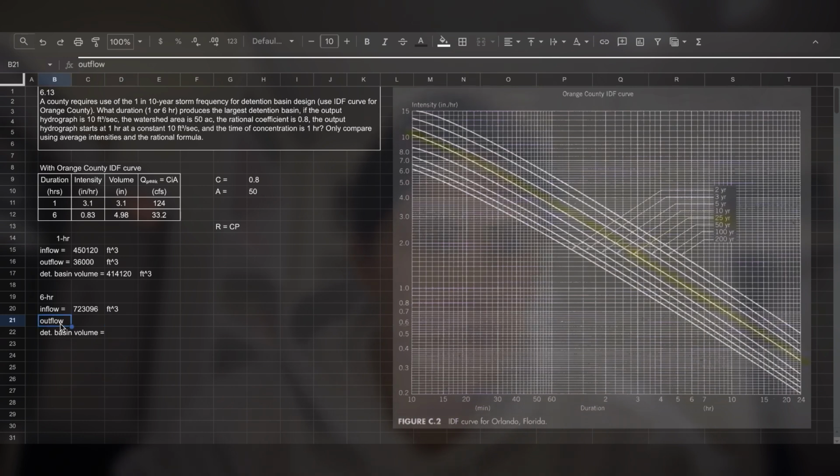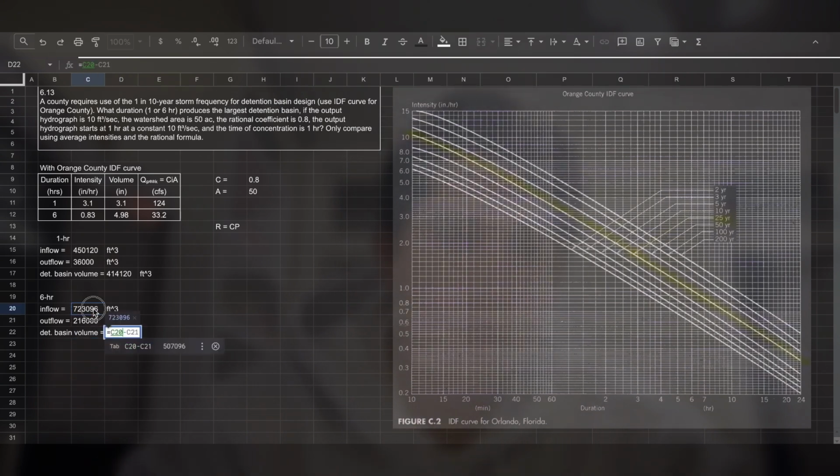This is cubic feet, and now outflow is gonna be the same, but instead of 1, we're gonna do 6 times the 10 cubic feet per second, multiplied by 3600, and I need to put an equal at the beginning, and we got 216,000 cubic feet.